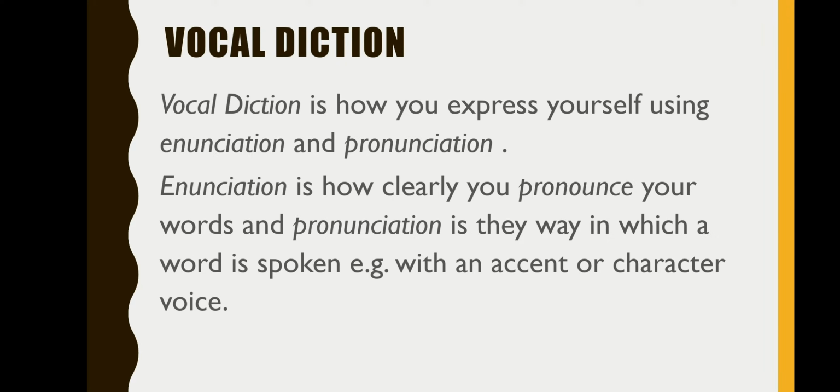Vocal diction. Vocal diction is how you express yourself using enunciation and pronunciation. Enunciation is how clearly you pronounce your words, and pronunciation is the way in which a word is spoken, for example, with an accent or character voice. Please write your own definition for vocal diction, including what the difference is between enunciation and pronunciation in your own words in your books. Your teacher will pause the video here.